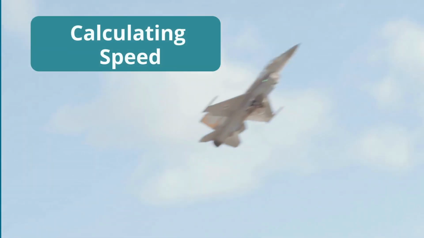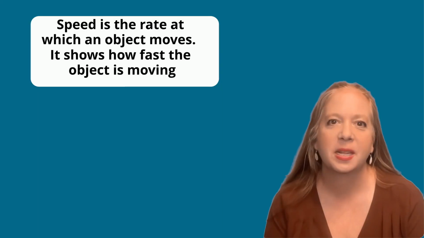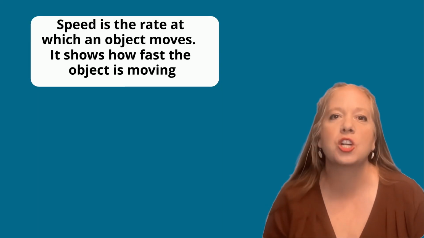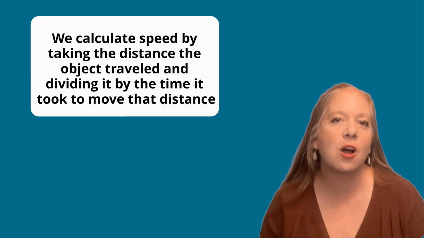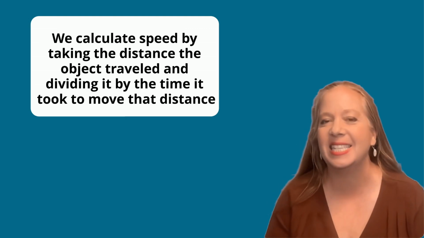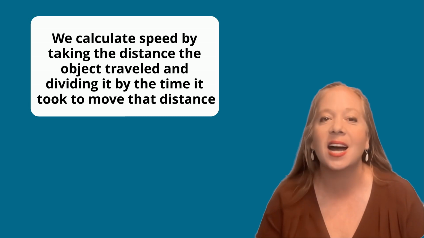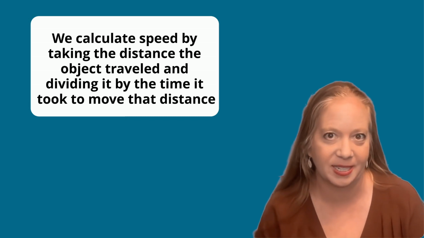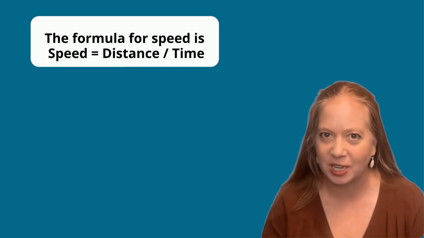Calculating speed. Speed is the rate at which an object moves. It shows how fast the object is moving. We calculate speed by taking the distance the object traveled and dividing it by the time it took to travel that distance. The formula for speed is speed equals distance over time.